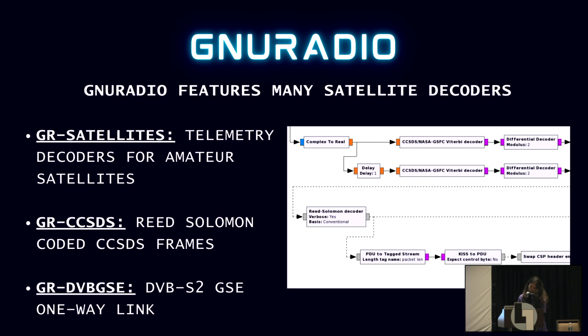And then if you are trying to reverse engineer more telecommunications-based satellites, I would recommend GR DVB GSE, which is a standard decoder for DVB-S2 satellites.